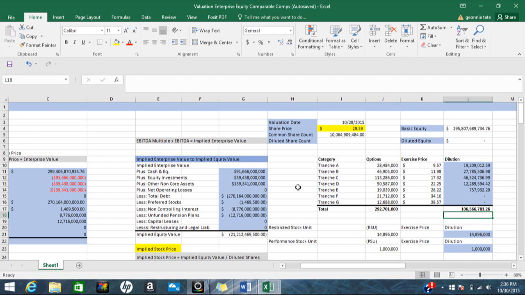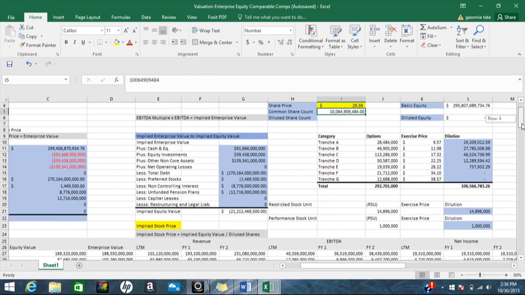Hello, I'm Terry, and today I will be calculating enterprise value. And to calculate enterprise value, the first thing you need is the common share count. You can find those from 10K statements or annual reports.